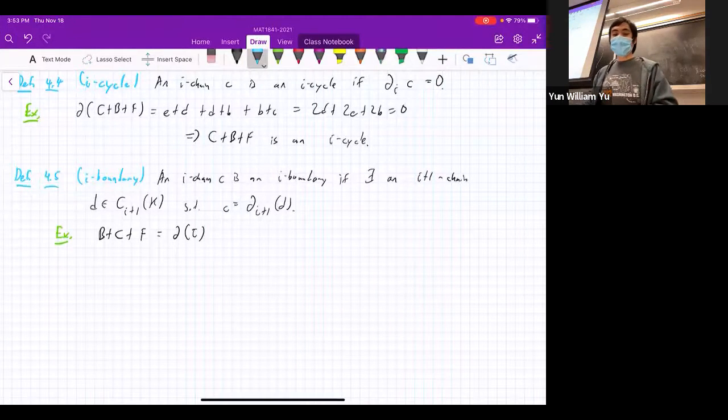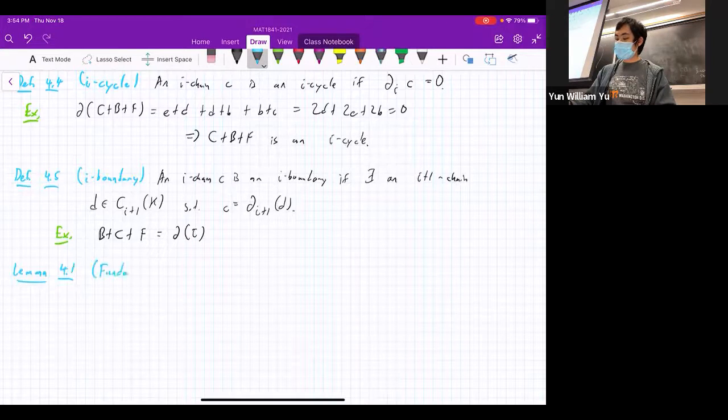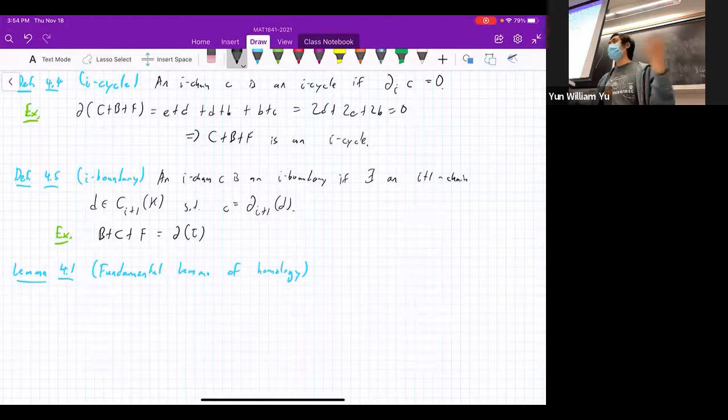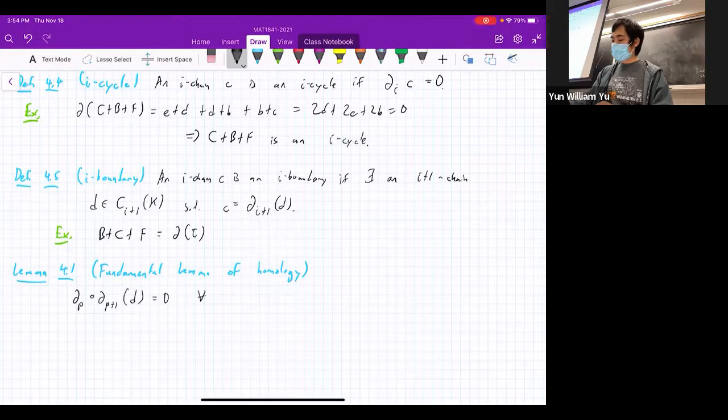tau. And that brings us to the fundamental lemma of homology, which is lemma 4.1. It's going to be the fundamental lemma of homology, which is to say that if you take the boundary operator and compose it with the next boundary operator of the lower dimension, then that's always going to be equal to 0. So dp of dp plus 1 of d is going to be equal to 0 for all p in the integers and for all I chains.